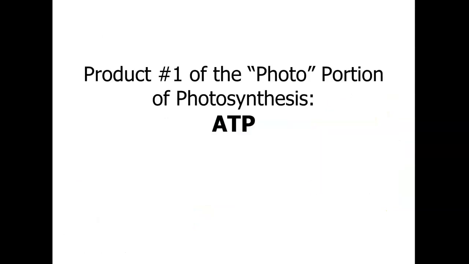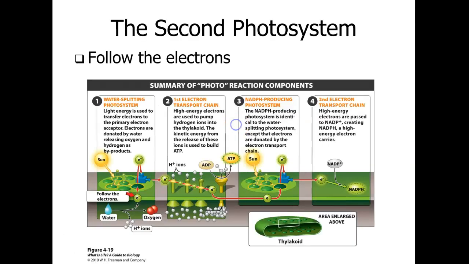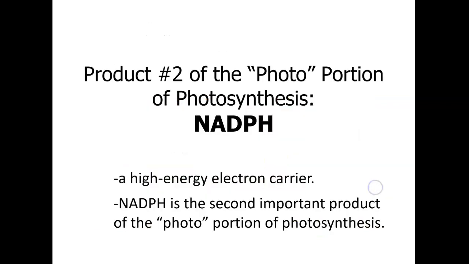So product 1 of the photo portion is going to be ATP. Then we're going to head into the second photosystem. And so you're still going to follow those electrons and notice how it goes through that process. Product 2 of the photo portion is your NADPH, which is a high energy electron carrier. It's going to be the second important product of the photo portion of photosynthesis. So you had ATP and then NADPH.